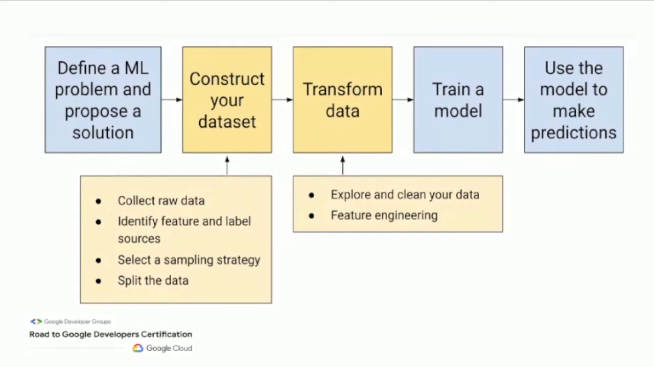Identify the features and the label sources, because we obviously need to have different features in our data to be able to do, let's say, a classification problem, and also to label that data if we're using supervised learning. Then we have to select the sampling strategy.